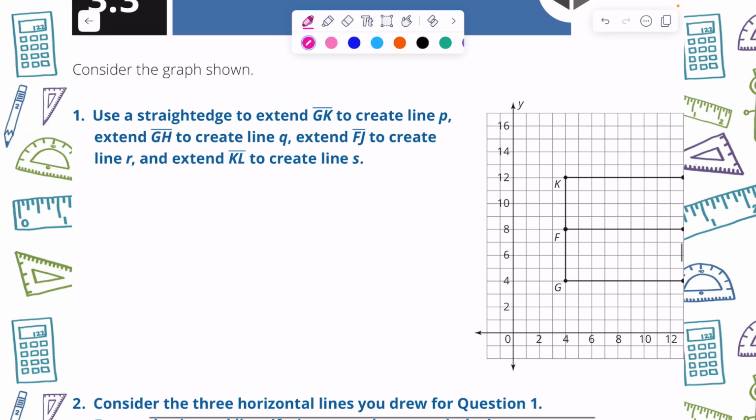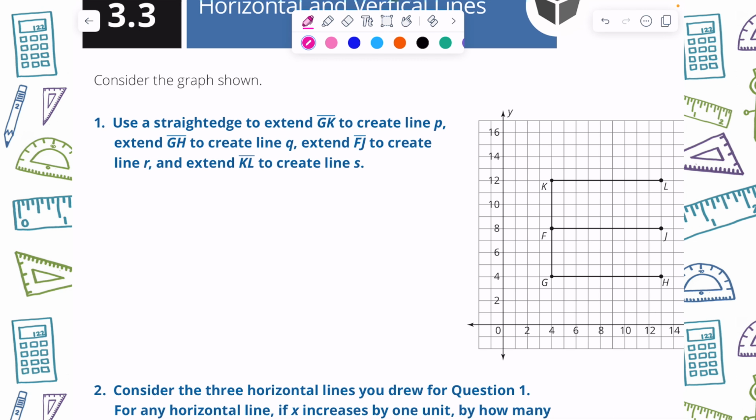So I'm going to extend it. It's going to look like this. It's going to become a line, so I need to put arrows on the end. And I'm going to call this line P.